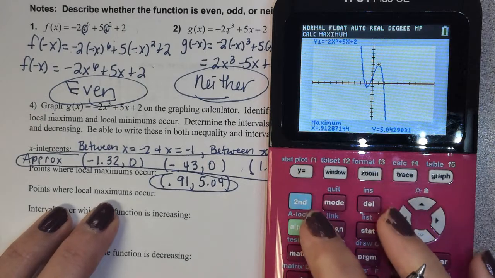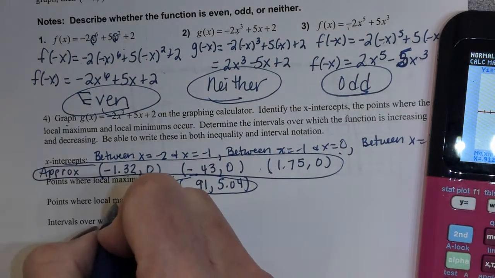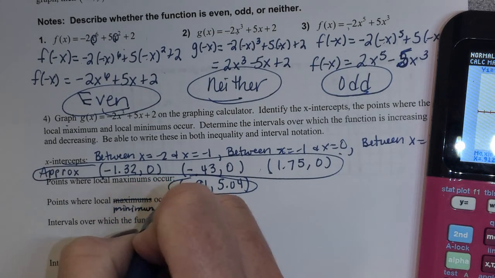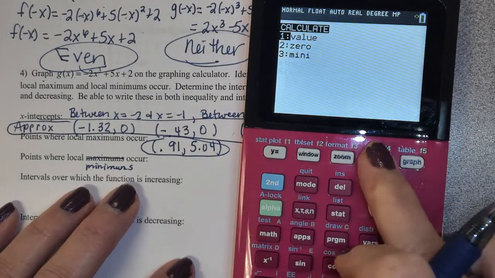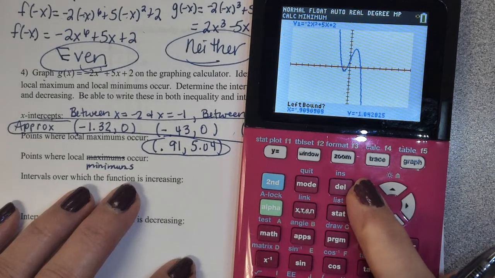Points where the local, I think I meant this should be minimums. We just did that. Change that to minimums. You can just call it mins. Second, trace, calculate. Now we're going to find the minimum, so we're going to come over here.